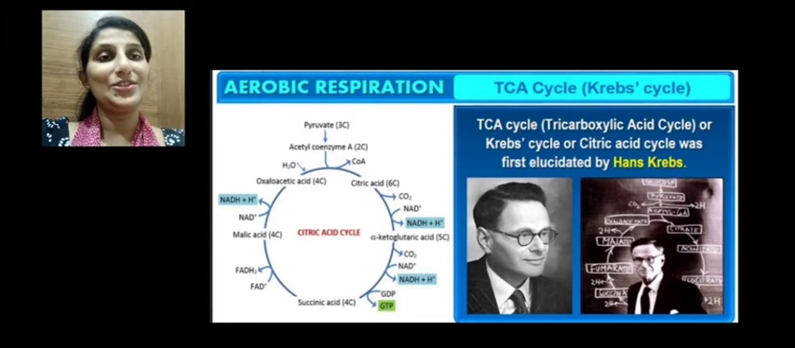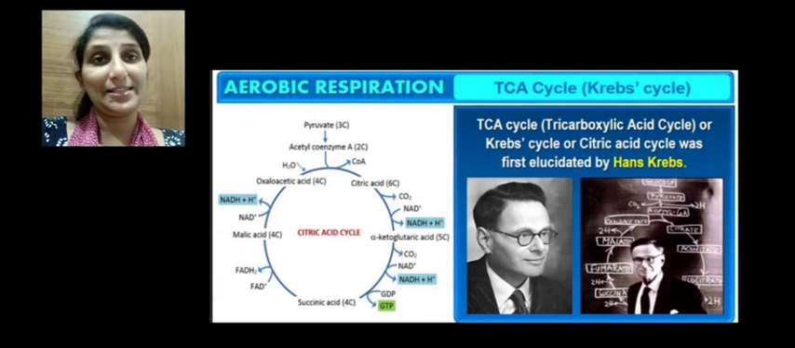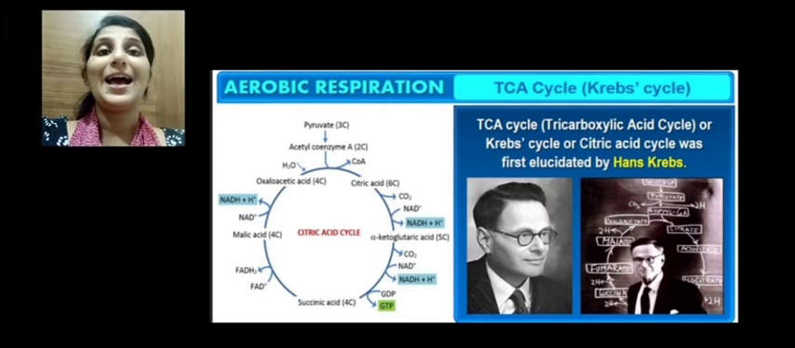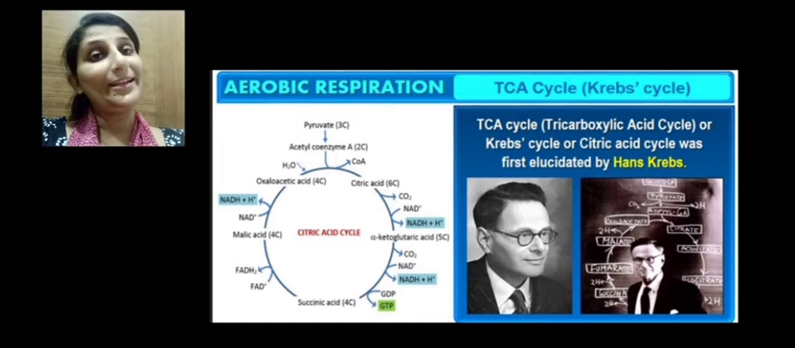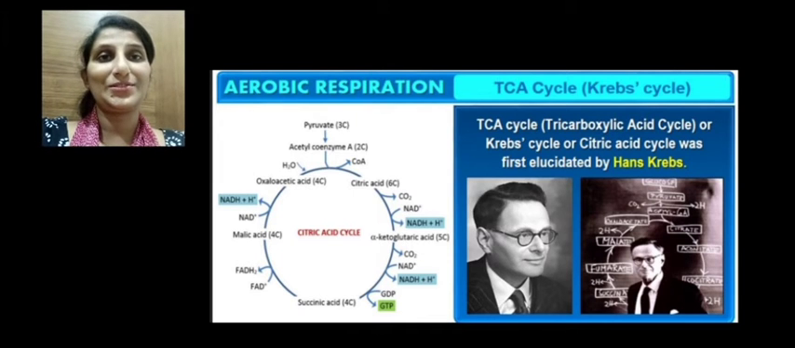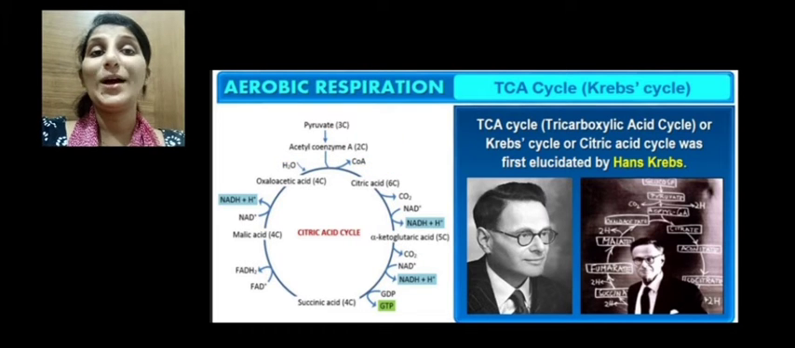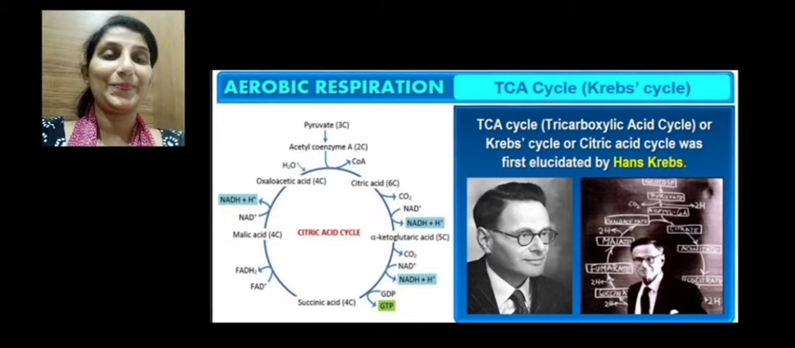So here we can once again revise what we have learned. Pyruvic acid with 3 carbon atoms undergoes oxidative decarboxylation in the presence of coenzyme NAD+ and coenzyme A, in the presence of the enzyme pyruvate dehydrogenase and magnesium ions. It gets converted to acetyl coenzyme A, and here one molecule of carbon dioxide is released with the reduction of NAD+ to NADH + H+. Now this acetyl coenzyme A, what happens to it?